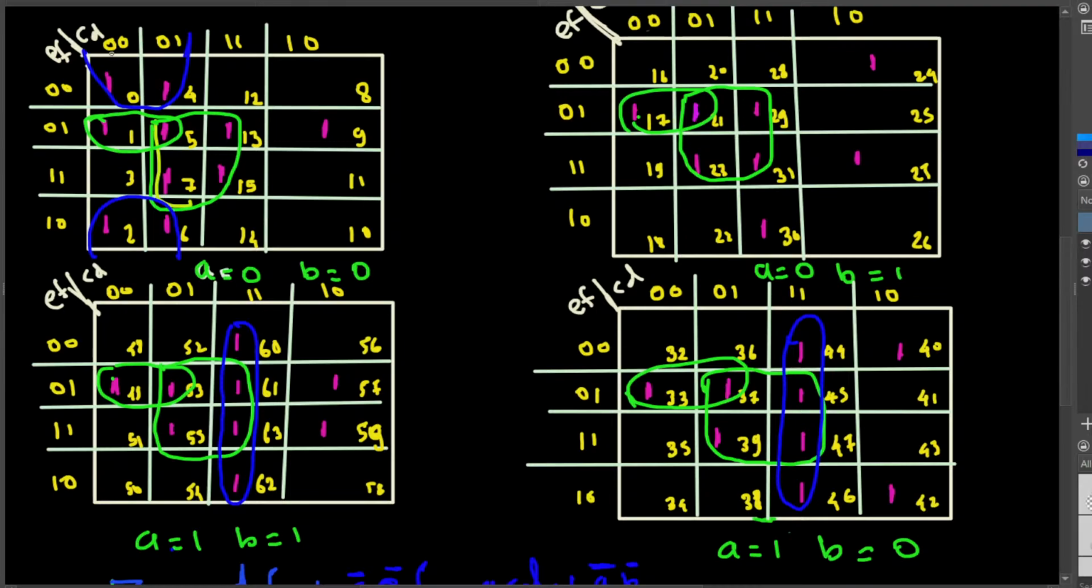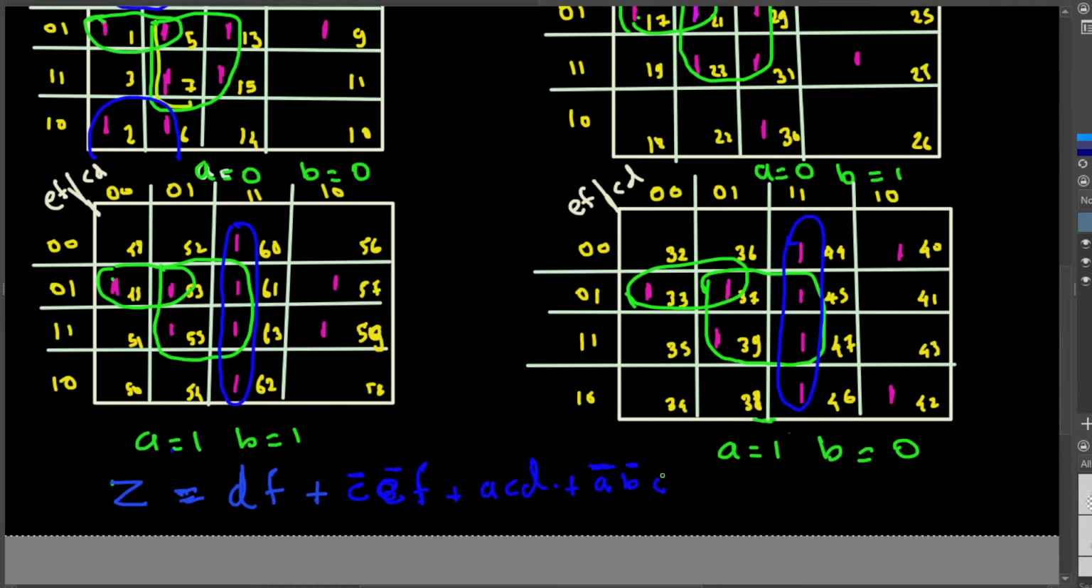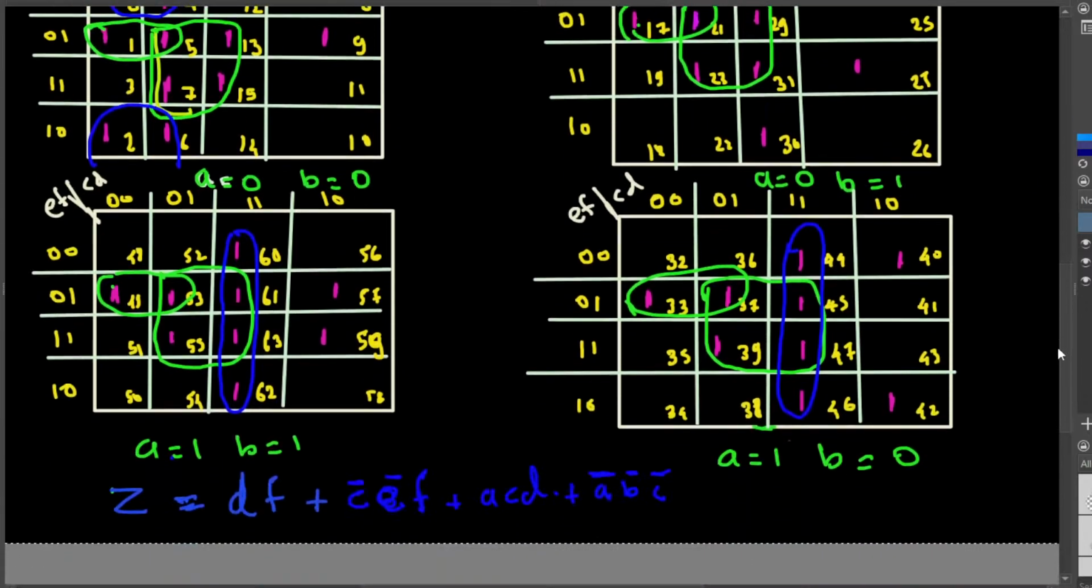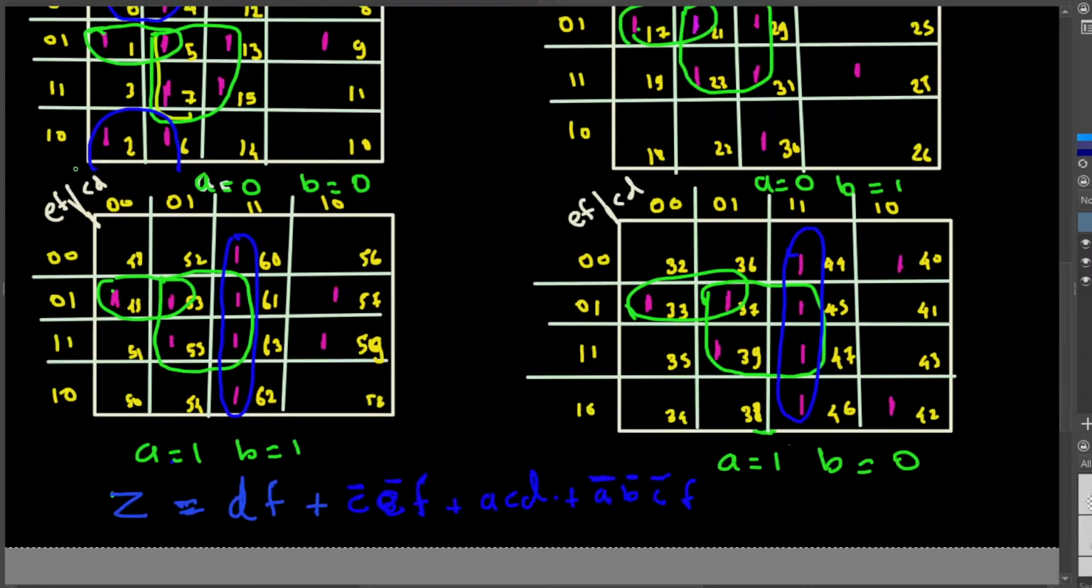And then CD. How about CD? C is not changing. C is 0, 0. So C is going to be there. Since C is 0, I have to do a complement for it. And D is changing from 0 to 1, so it's going to be eliminated. How about E and F? E is 0 here, 1 here. So E is changing, eliminated. F is 0 here, 0 here. So F is the same, so it's going to be there. Since F is 0, I have to do a complement for it. Okay, this is the expression.